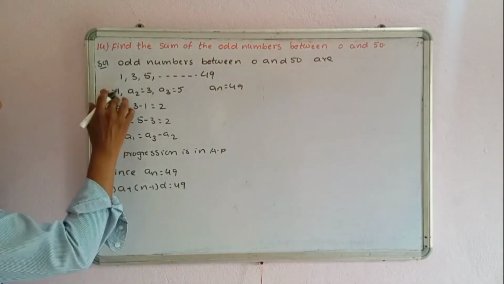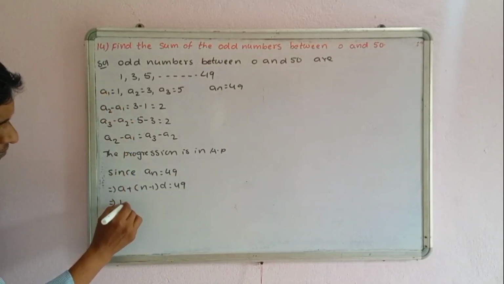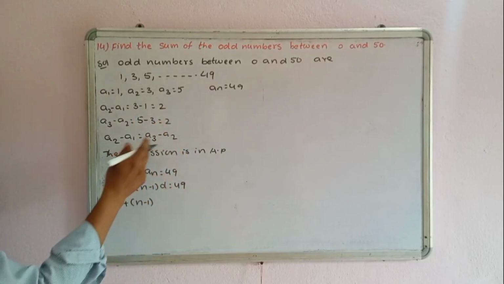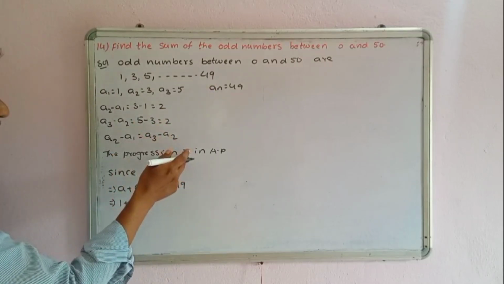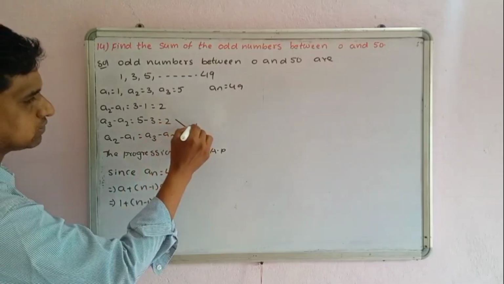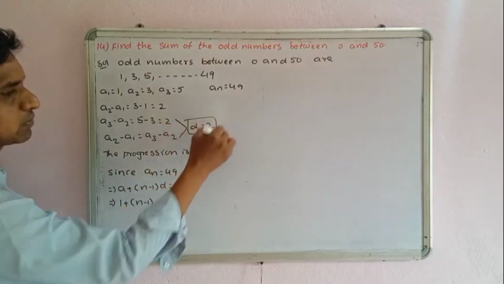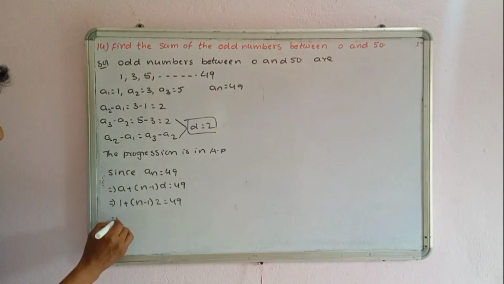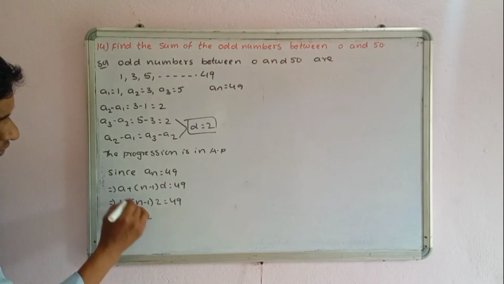So the value of a is 1 plus n minus 1, into d. The common difference is the same, so this is called d. d equals 2. Okay. So 1 plus n minus 1 into 2 equals 49.